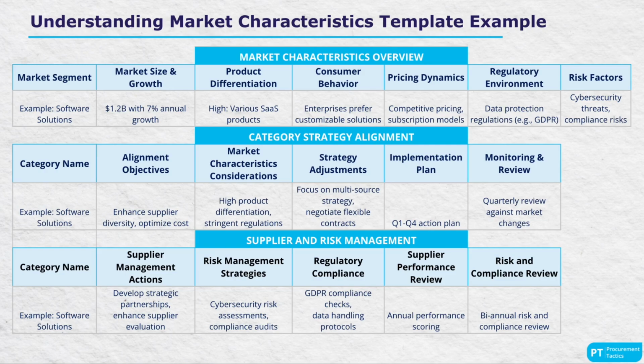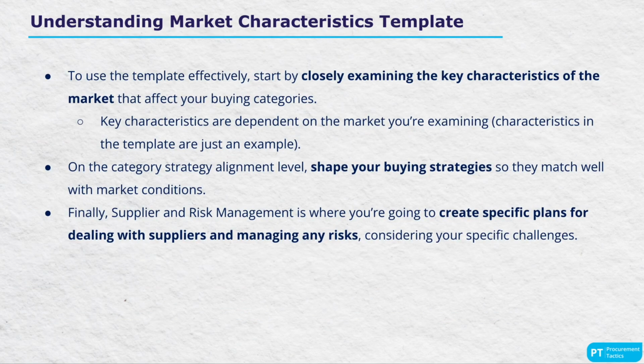Here's a template to align category plans to the market characteristics so that it is easier for you to understand. To use the template effectively, start by closely examining the key characteristics of the market that affect your buying categories. Key characteristics are dependent on the market you are examining.